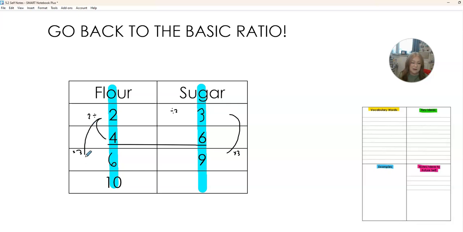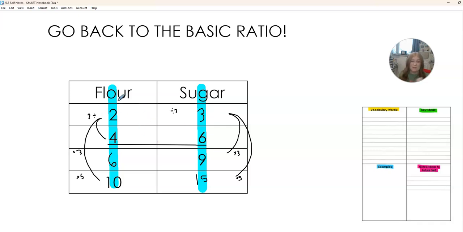Now we have 10. How do I get from 2 to 10? Well, that was times by 5. So to get from 3, 3 times 5 equals 15. So all of these are equivalent ratios.